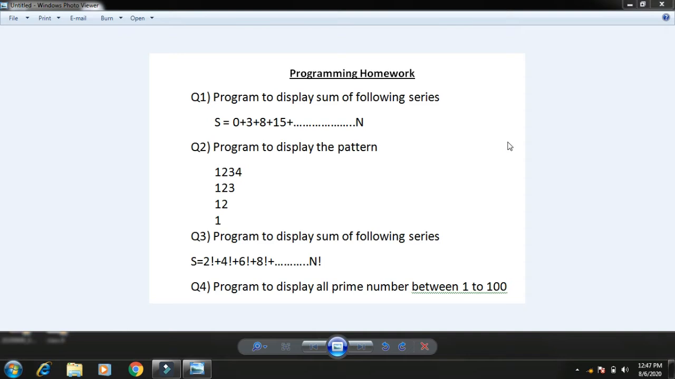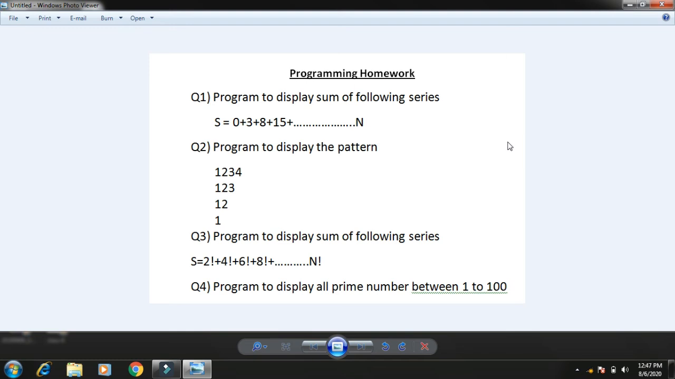This is an example. And question number 3 is a program to display the sum of the following series. Now here factorial has been added: 2 factorial plus 4 factorial plus 6 factorial plus 8 factorial up to n factorials. And question 4 is a program to display all prime numbers between 1 to 100. A range is given. You have to display all the prime numbers like 2, 3, 5, 7. These are the prime numbers up to 100. All the prime numbers you need to display.